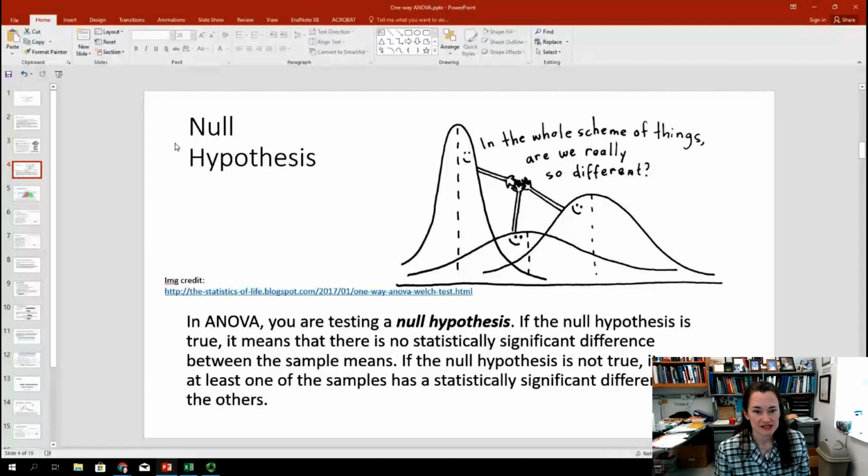In ANOVA, what you're testing is a null hypothesis. So if the null hypothesis is true, then that means that there's no statistically significant difference between the sample means. In other words, all your different groups really have the same average within the uncertainties. If the null hypothesis isn't true, then that means that at least one of the samples has a statistically significant difference from the others. Now, it's not saying that all of them do. It never says that. It just says that at least one is statistically significantly different.